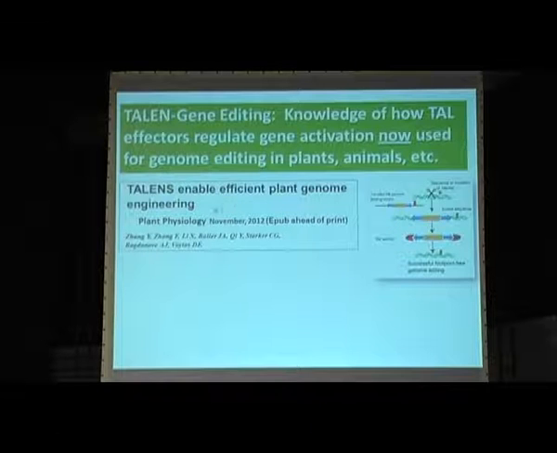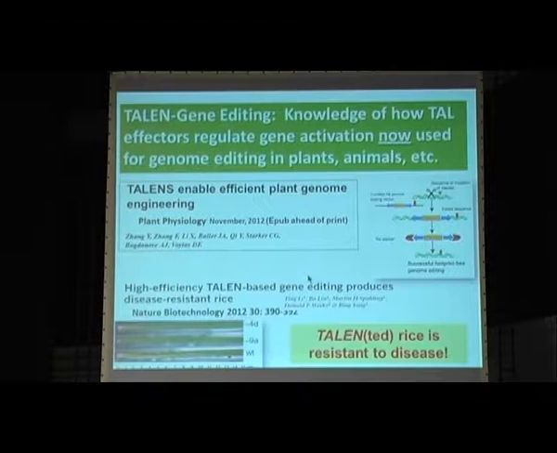There's a nice summary, a report of how this can be used in plant genomes that's coming out from Adam Bogdanove's lab in Plant Physiology. It's out now, early, ahead of print. But for example, one example that's out there already is from Bing Yang's lab at Iowa State.